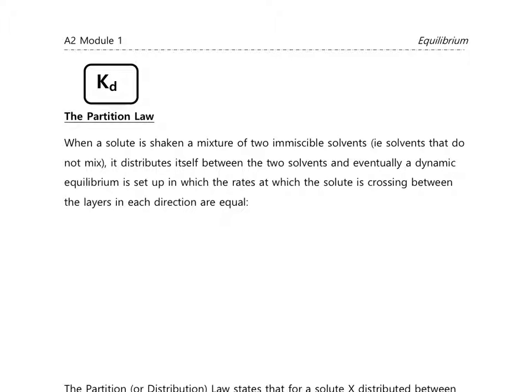So we're finally on to our final equilibrium constant for this topic, and that is Kd. It's called Kd because it refers to the distribution. It's the distribution constant, the equilibrium constant with respect to the distribution. And it's all about a solute dissolved in two solvents that are immiscible. So two solvents that do not mix, and that's explained here.